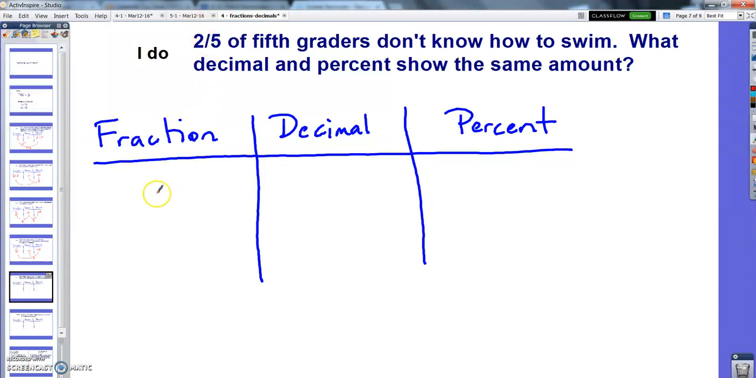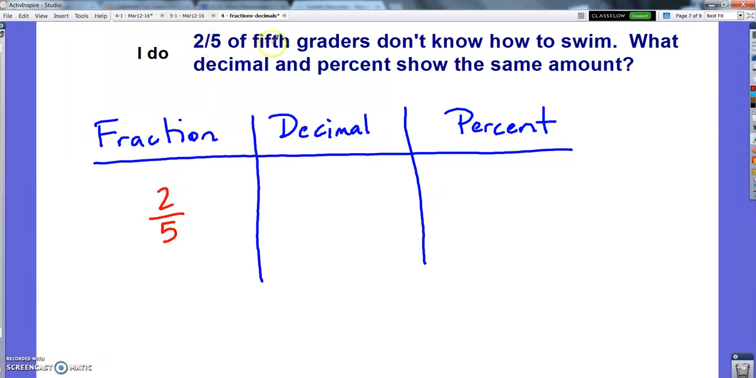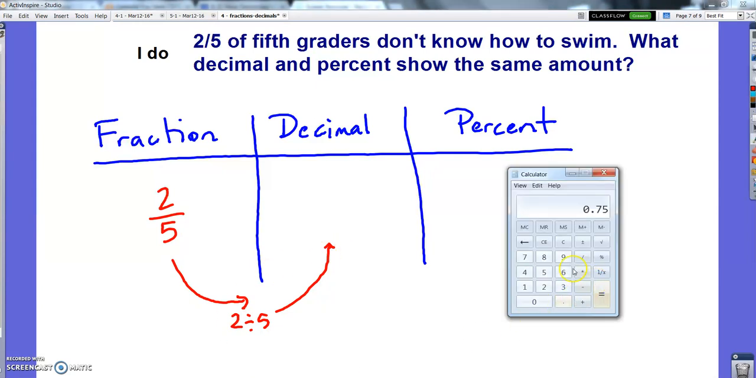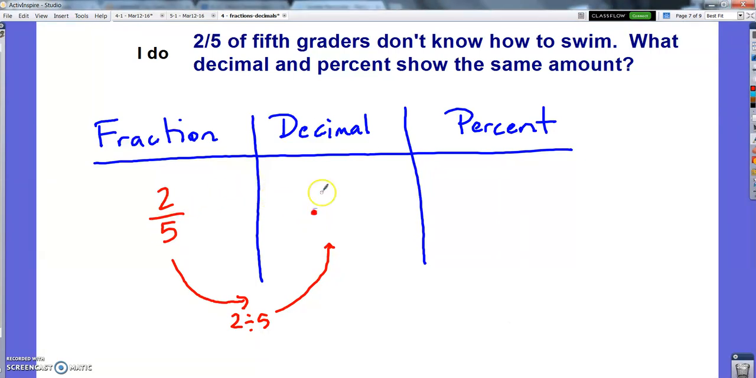If I start with a fraction, instead, let's say 2/5 of 5th graders don't know how to swim. What decimal and percent show the same amount? All right, so to go to a decimal, I'm going to do 2 divided by 5, which is 4/10.